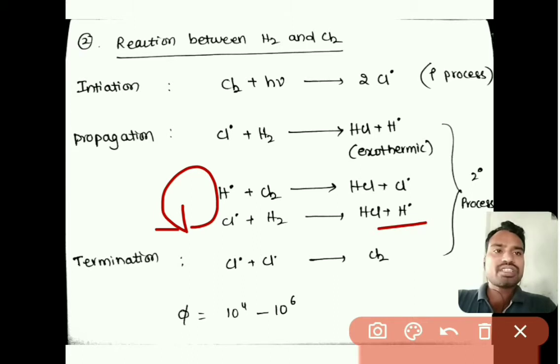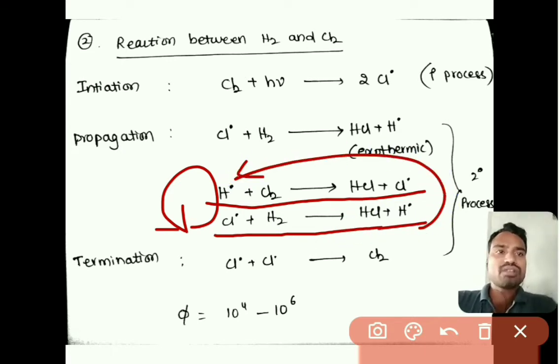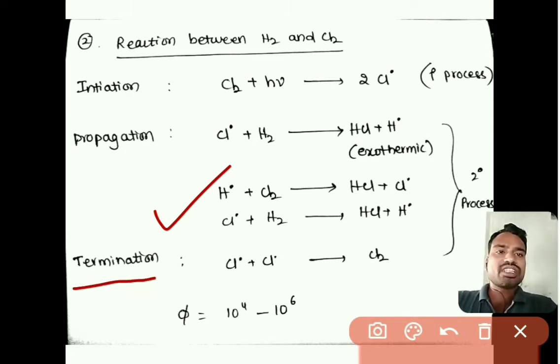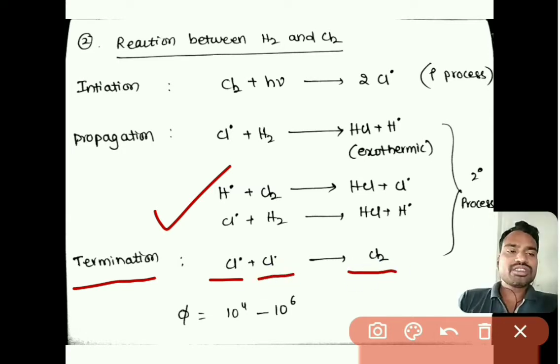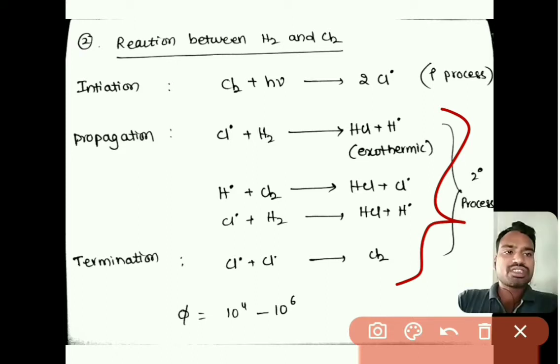Again this H dot will react with Cl2 and it forms HCl plus Cl dot. Again that Cl dot is reacting with H2 and it forms HCl plus H dot. Again this H dot will react with Cl2. So this process continuously takes place like a chain reaction, right? And the chain termination step is this, that is Cl dot reacting with one more Cl dot, it forms Cl2. This is a chain termination step. So these propagation and termination steps come under the secondary process, right?